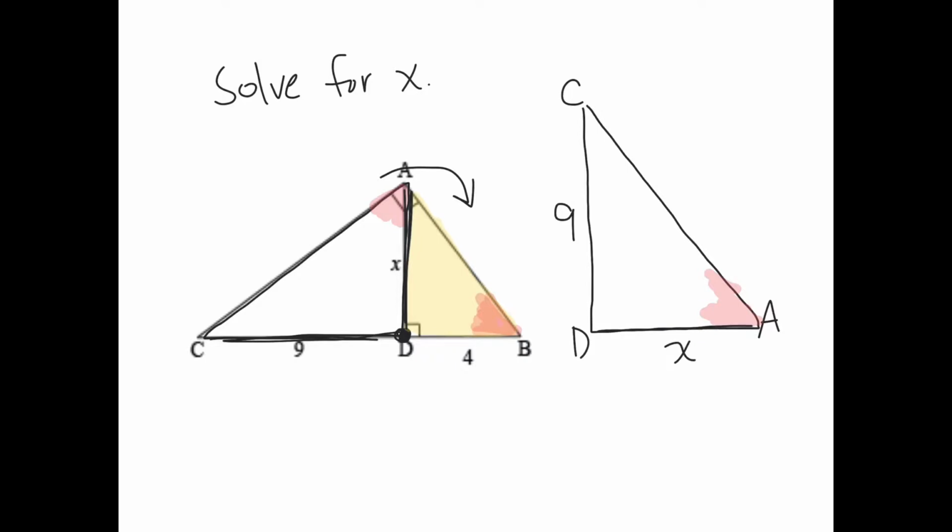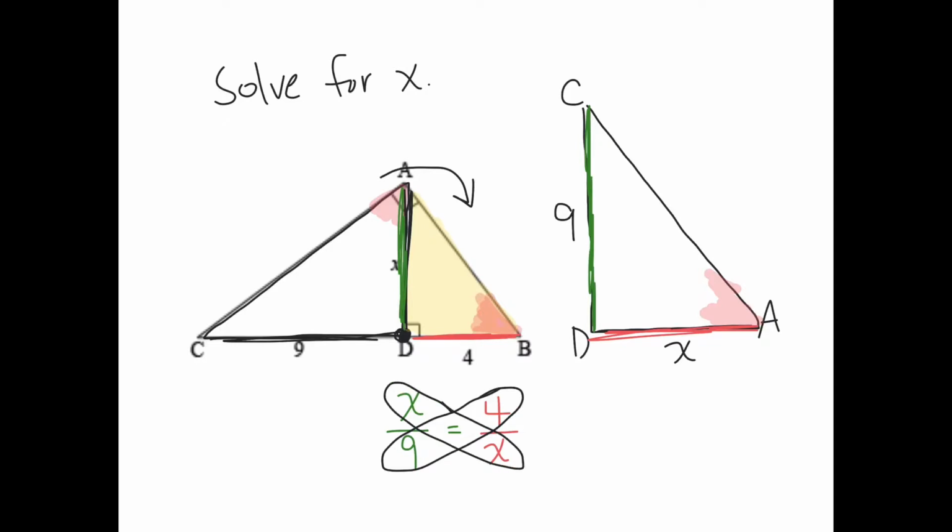Okay, so now I'm going to look at the sides that are corresponding. So this x corresponds with this 9. So we have x over 9 equals, on this side we have our 4 that corresponds with our x. 4 over x. Okay, so now I want to solve for my x. I want to cross multiply.